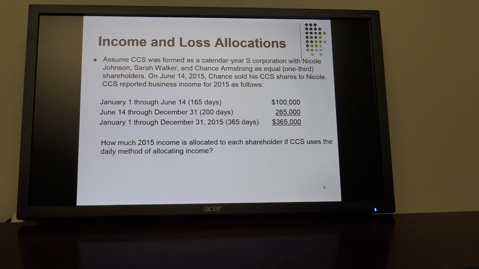CCS reported business income for 2015 as follows. So for the first 165 days up to the sale, they have $100,000. And then from June 14th through the 31st of December, 265. And so how much of this 2015 income is allocated to each shareholder if CCS uses the daily method of allocating income?